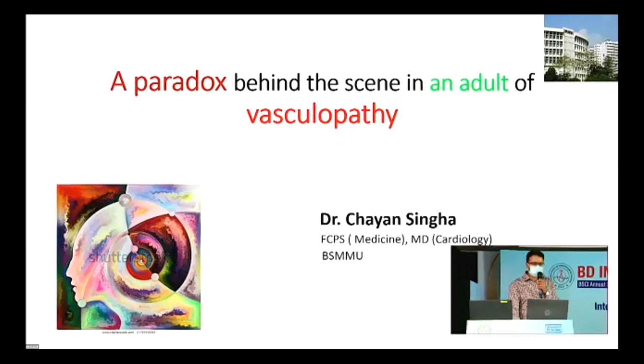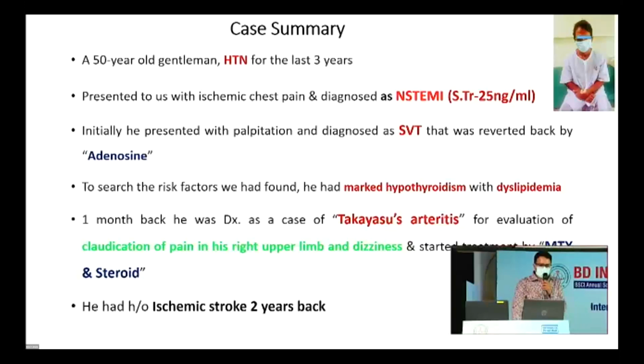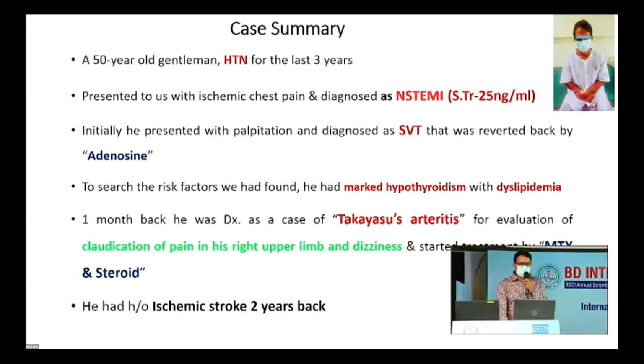Today, I'd like to present a case that is a paradox behind the scene in an adult vasculopathy. My patient, a 50-year-old gentleman who is lean and thin, was hypertensive for the last 3 years. He presented to us with ischemic type chest pain and was subsequently diagnosed as a case of non-ST elevated MI. Initially, he presented with palpitation in a tertiary hospital where he was diagnosed as supraventricular tachycardia, and that was reverted back by adenosine.